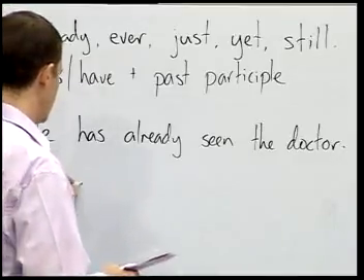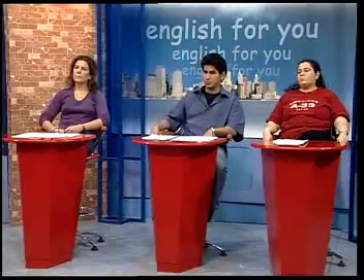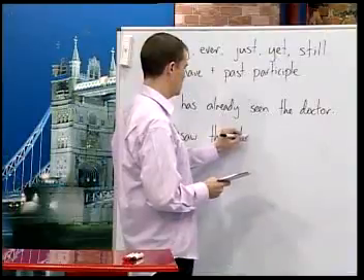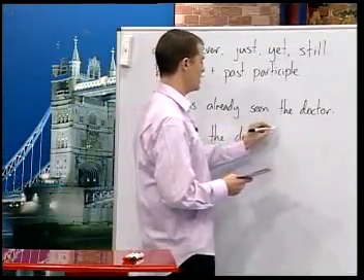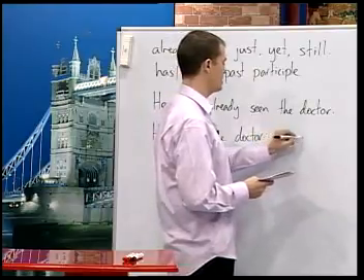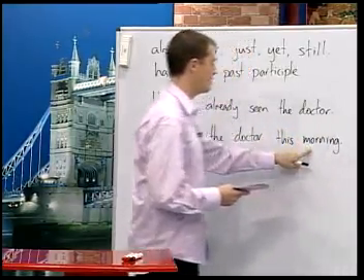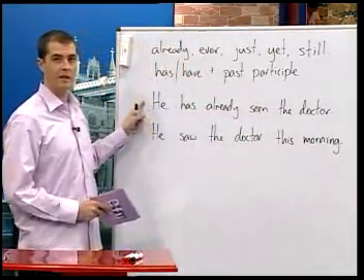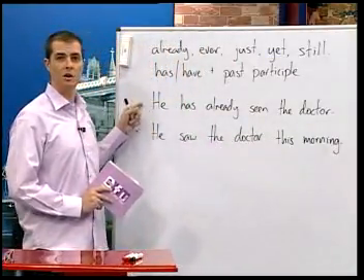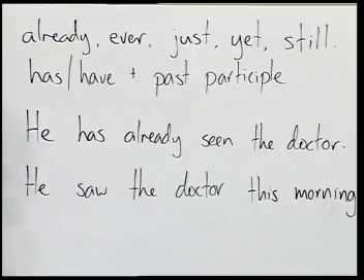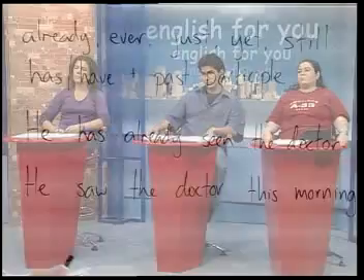Have a look at this sentence. He saw the doctor, and when? He saw the doctor this morning. We have a specific time in this one. No specific time: he has already seen the doctor sometime in the past. He saw the doctor this morning. Specific time, simple past tense.